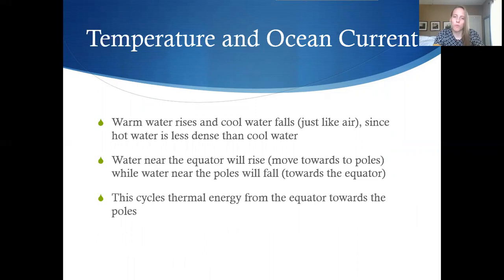But temperature also affects ocean currents. That is because warm water rises and cool water falls, which is how it also works with air, because hot water and hot air are less dense than their cooler counterparts. So water that is near the equator is going to absorb more radiation, heat up, and rise as it moves towards the poles. And water that's near the poles is going to be much cooler, and therefore it is going to fall as it moves towards the equator. So that also cycles thermal energy away from the equator towards the poles.